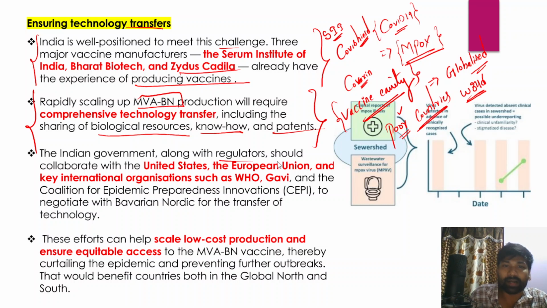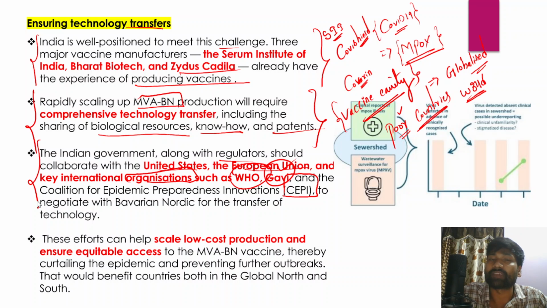The Indian government, along with the regulators, should collaborate with countries like the United States, the European Union, and key international organizations such as the World Health Organization and Gavi, right? Gavi is also a vaccine alliance, which produces vaccines on a large scale and also distributes vaccines to poor and underdeveloped countries. And there is also the Coalition for Epidemic Preparedness Innovations. Collaborations are required on a large scale, so that they can negotiate with Bavarian Nordic for the transfer of technology.